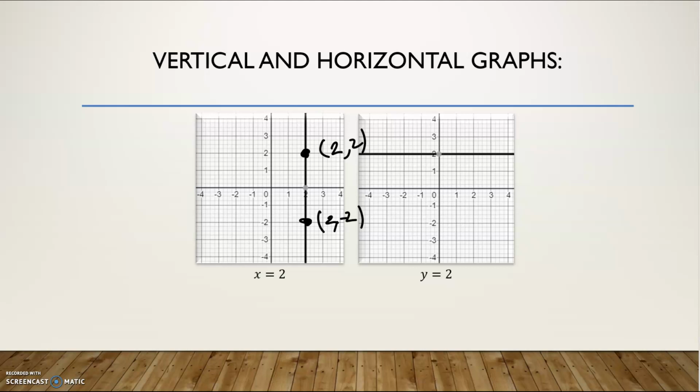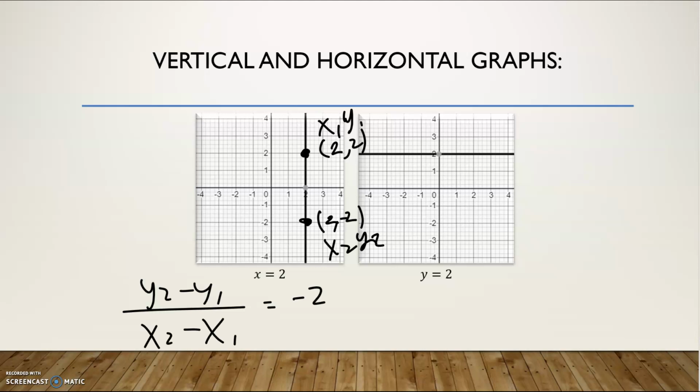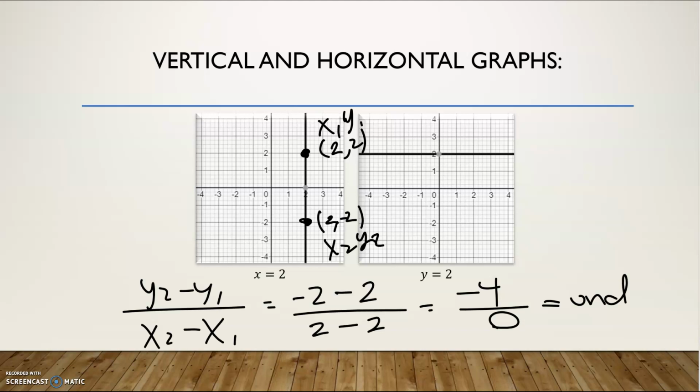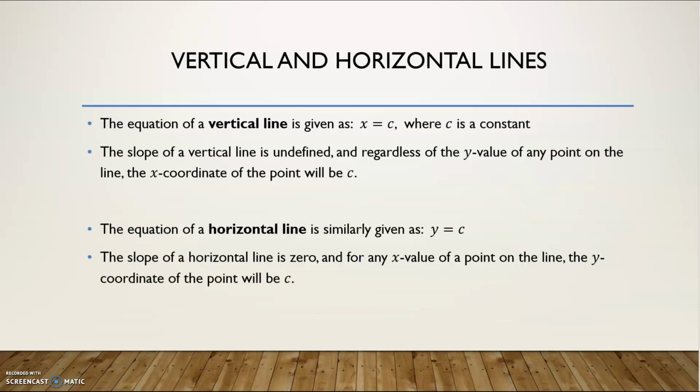So if we do, we'll say x sub 1, y sub 1, x sub 2, y sub 2. So y sub 2 minus y sub 1 over x sub 2 minus x sub 1. So y sub 2 is -2 minus 2. And then I've got 2 minus 2. So the top will be -4, the bottom will be 0. Anything divided by 0 will be undefined. So any vertical line is going to have an undefined slope. So this is what this is talking about right here, undefined slope.